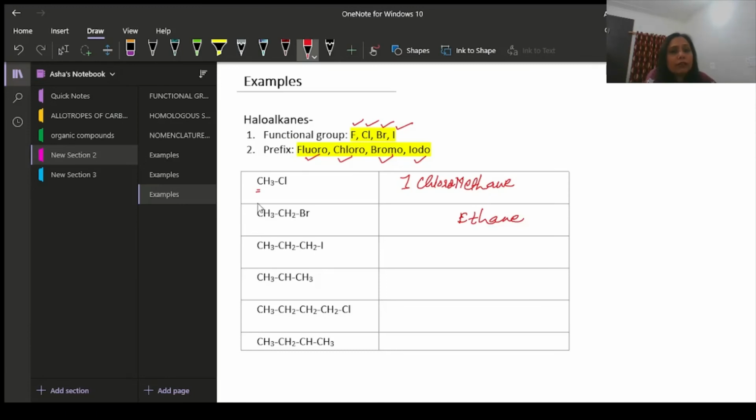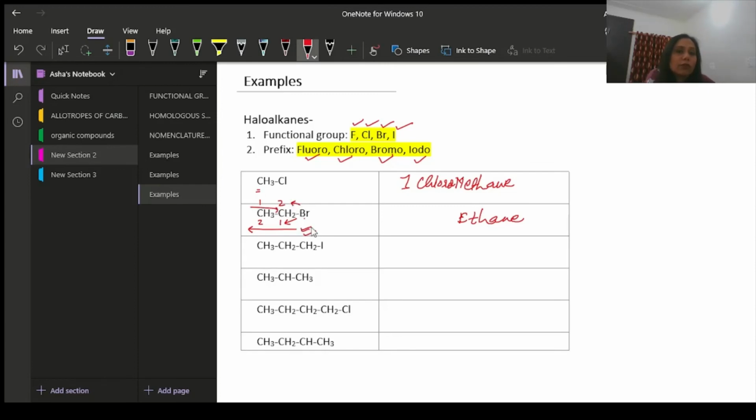If you are doing numbering from front to back, then this is the first carbon, this is the second carbon. Now if you are doing numbering from back to front, this is the first carbon, this is the second carbon. So we are going to take the numbering from the back side, because in the back side bromine is coming with the first carbon. So we will have to give the lowest possible numerical number to the functional group. So Br is coming here with the first carbon, but when we are doing from front to back, it is coming with the second carbon.